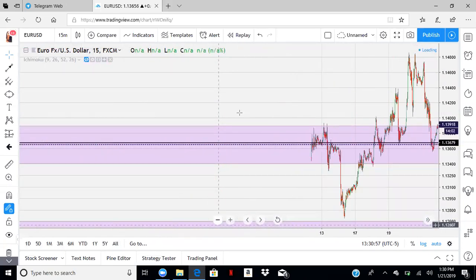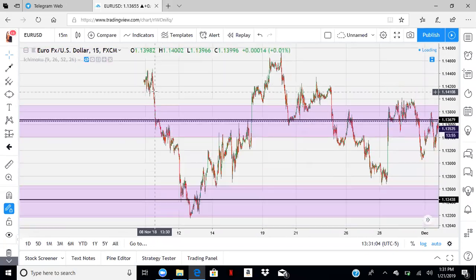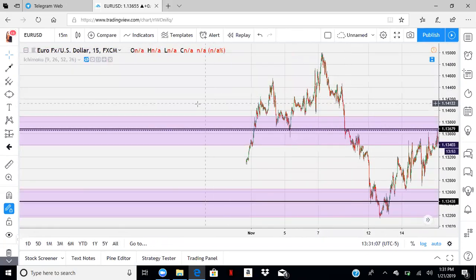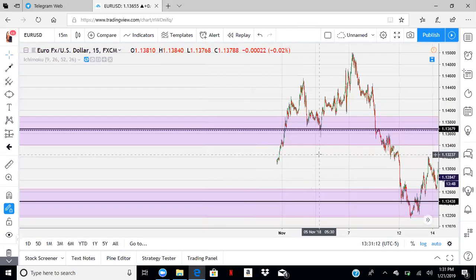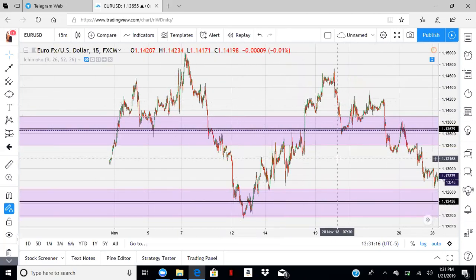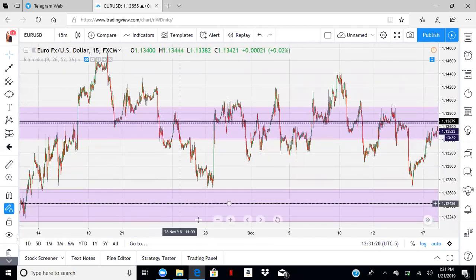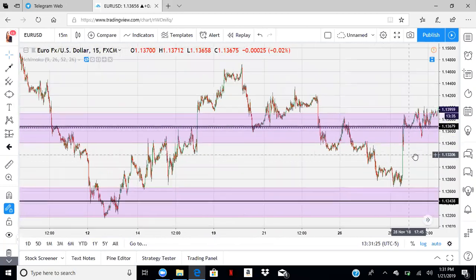Where are my arrows? All right, I can't find them. It's okay because I see it. I see another one here.